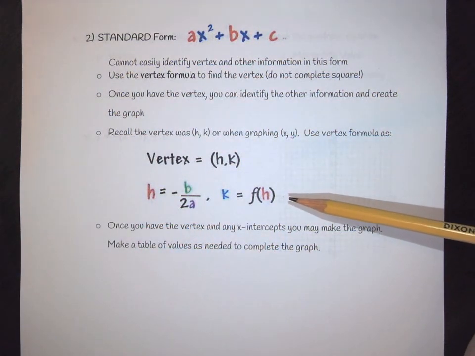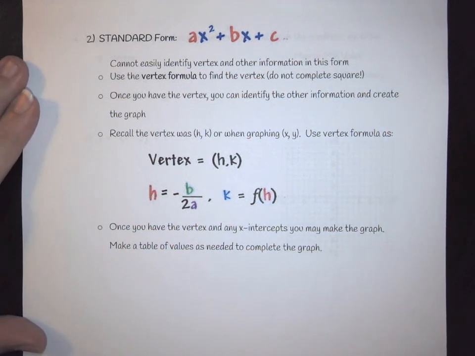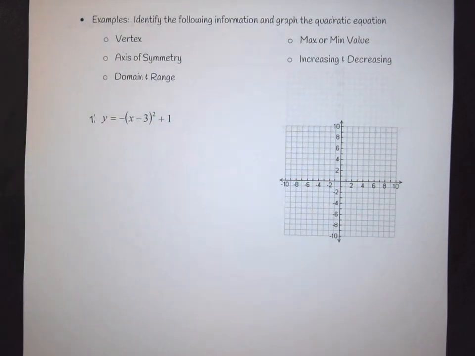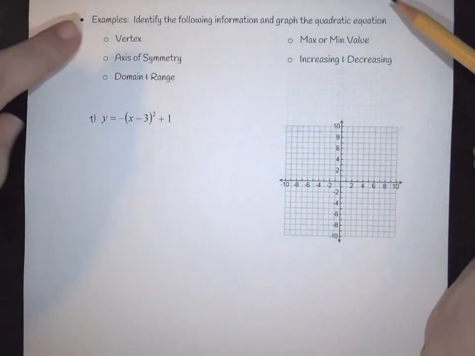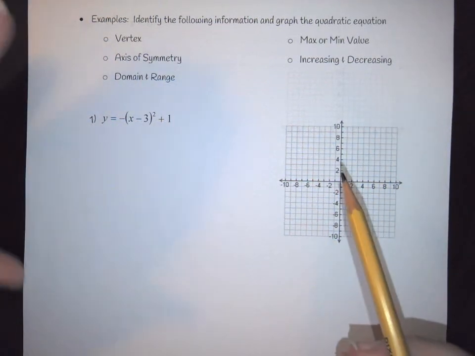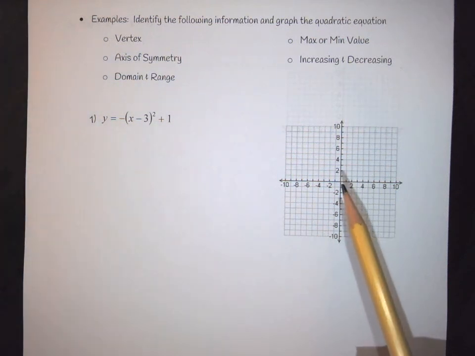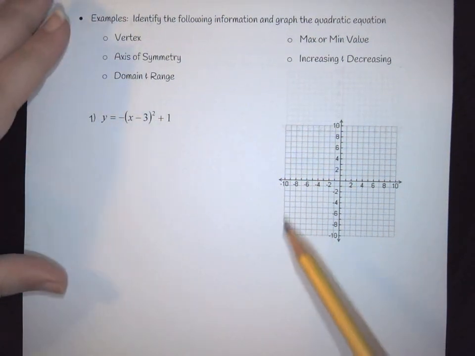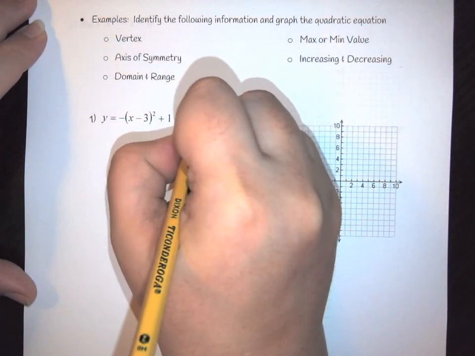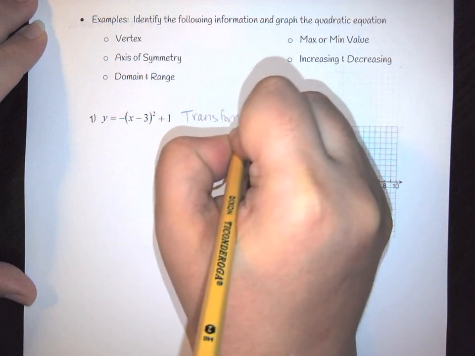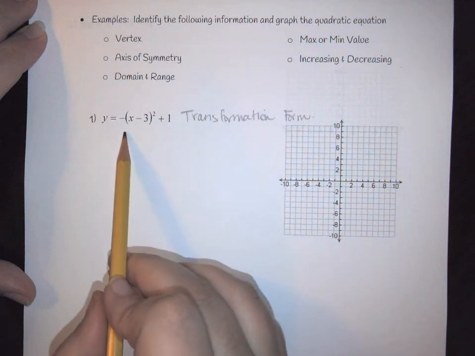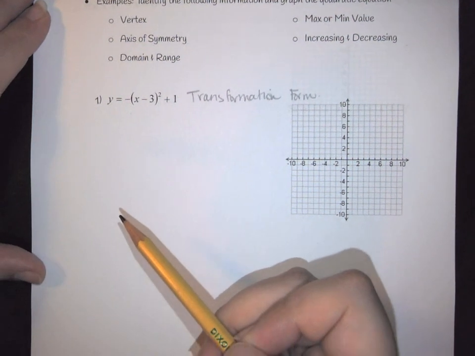So we're going to look at a couple examples so you can kind of see how this works. So first and foremost, we need to identify the following information and graph the quadratic. All the information that we need to identify is listed here, and then you're given an equation. The first thing that you have to do is identify what type of equation you have been given. In this case, we have been given transformation form. What that means is that I can identify everything I need directly out of my equation.